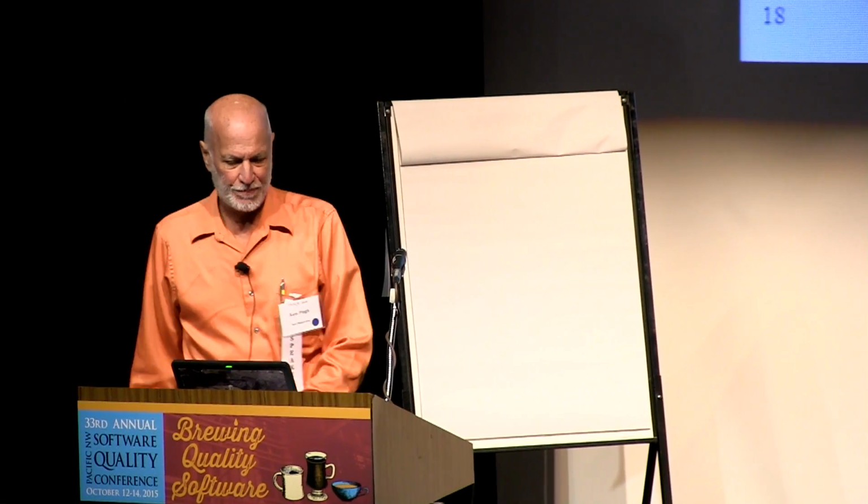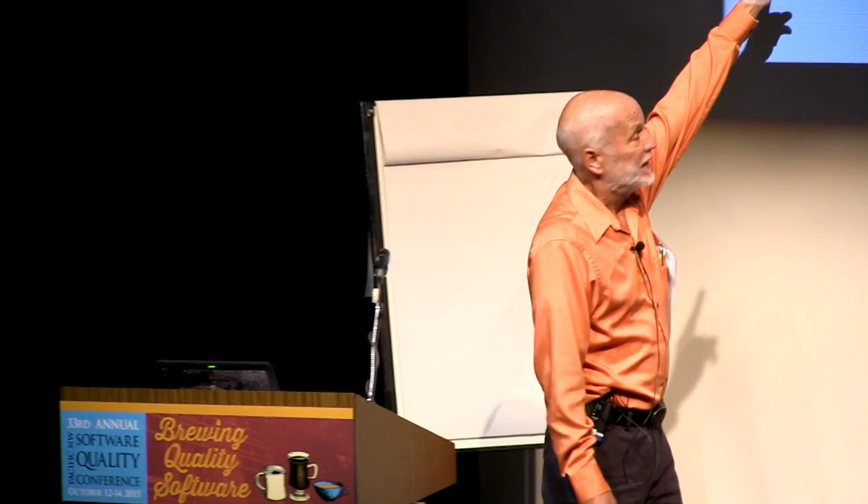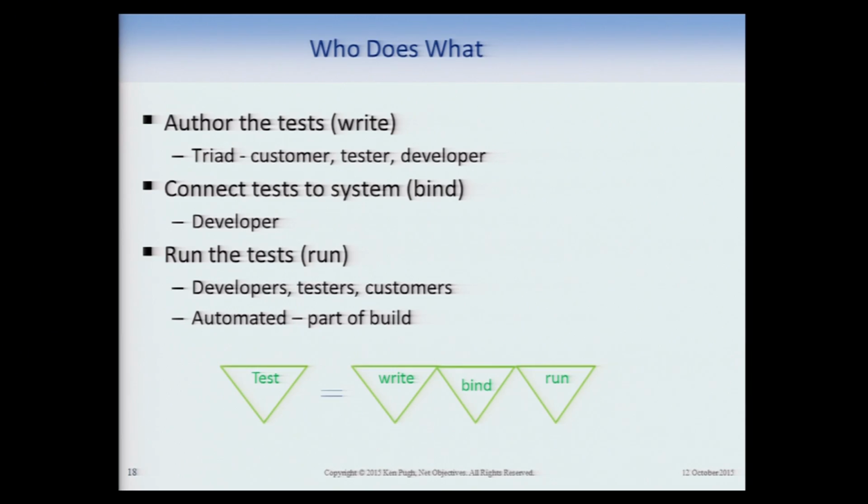So who does it? Well, the customer, business analyst, product owner, tester, and developer get together and they write the test. If we're going to automate the test, then the developer's going to do it. He's going to take the test and bind it. And who gets to run the test? Anybody, especially if we're using an acceptance test framework. So a test consists of writing, binding, and running.